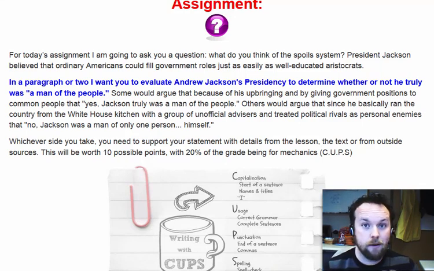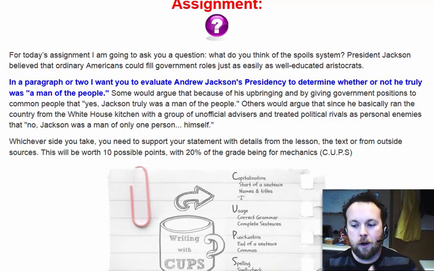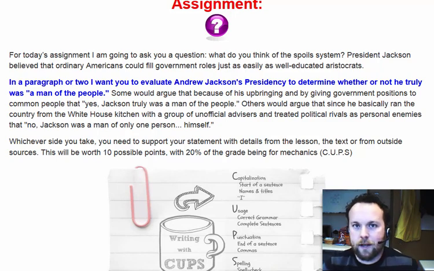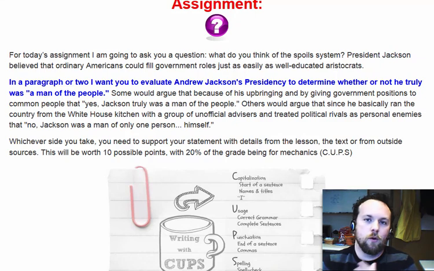So this is going to be out of 10 possible points, with 20% of the grade being on mechanics. So make sure you pay attention to capitalization, usage, punctuation, spelling, those things, because those are going to factor into your grade. But with all that being said, I'm looking forward to reading what you write about whether or not you believe Jackson was truly a man of the people or he was a man of the person. The choice is up to you. All right? Good luck.